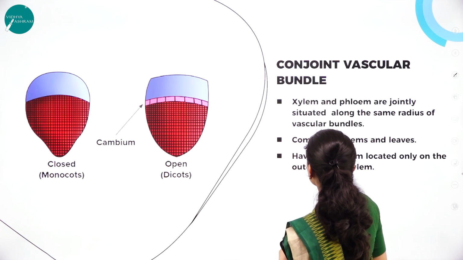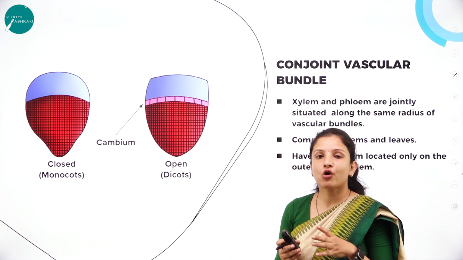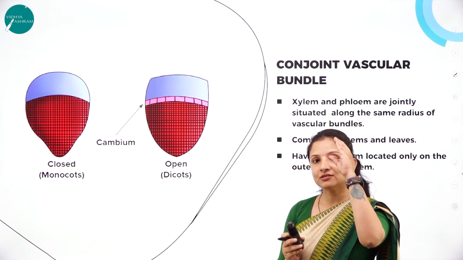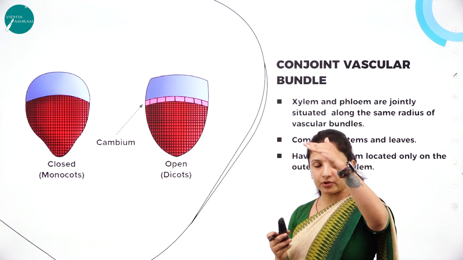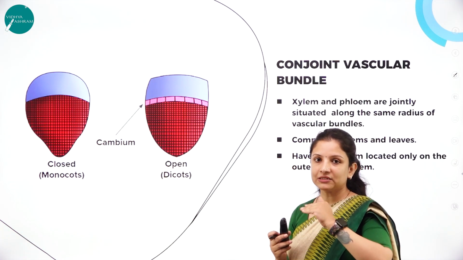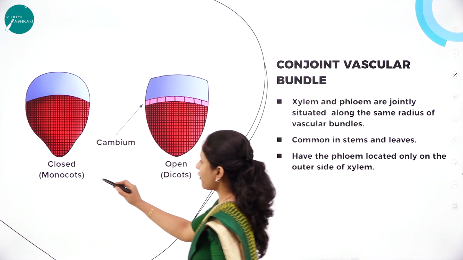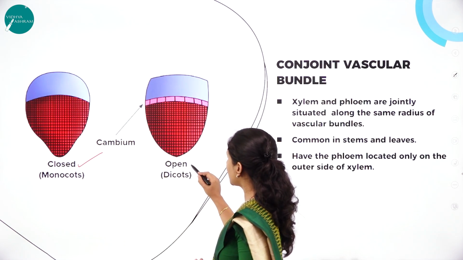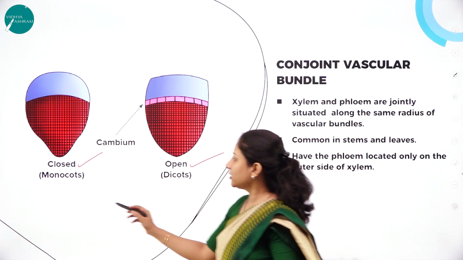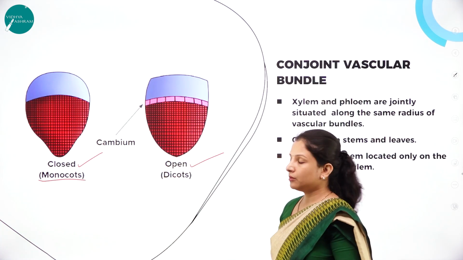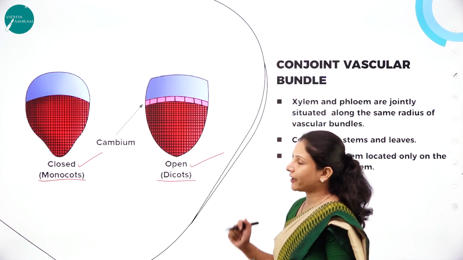Next, moving to the conjoint vascular bundle. In the conjoint vascular bundle, conjoint meaning joining, conjoining. Here, the xylem and the phloem are joined to each other, wherein on top there will be the phloem and down there will be the xylem. Again, based on that, in conjoint there are two types: conjoint closed vascular bundle and conjoint open vascular bundle. Conjoint closed vascular bundles are usually seen in monocotyledon plants. Conjoint open vascular bundles are usually seen in dicot plants.